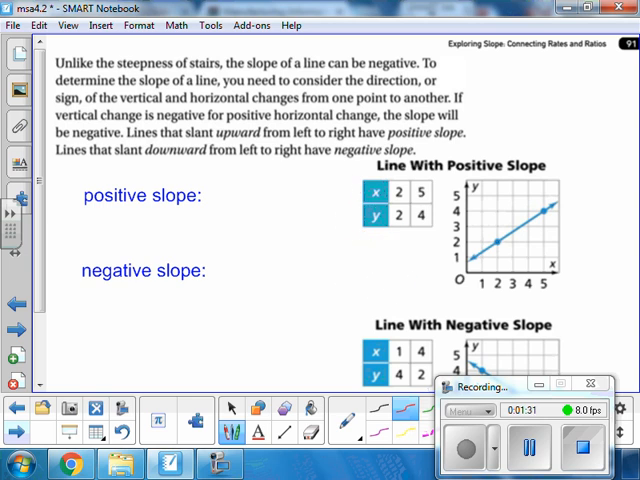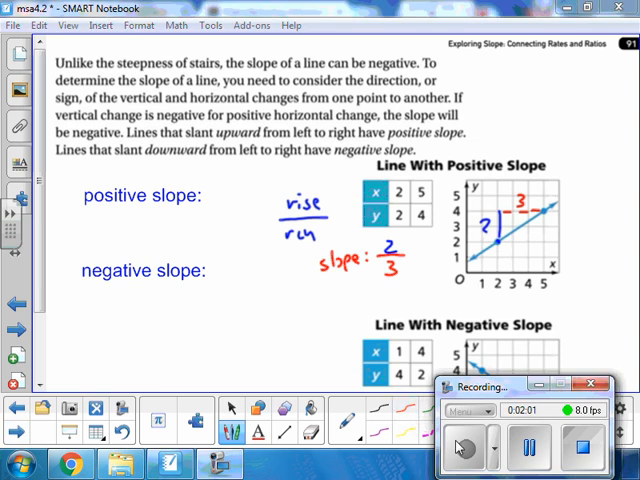Remember, the slope is the ratio of rise to run. Let's see how much it rises. From one point, it rises 2, and then it runs 3. It rises 2 and runs 3. So we would say the ratio is 2 over 3, and so our slope is 2 to 3.